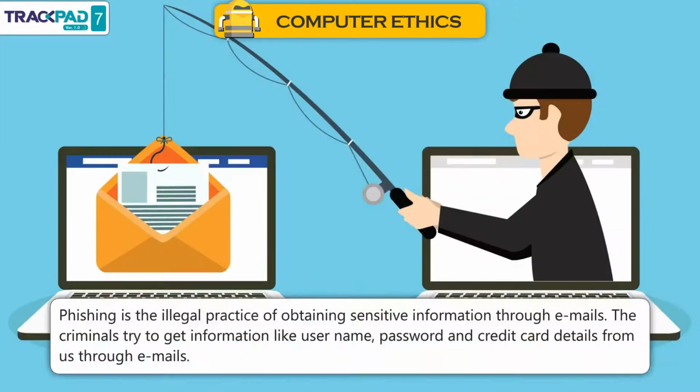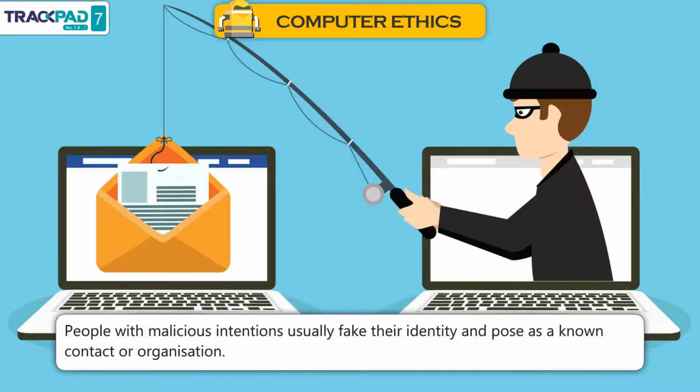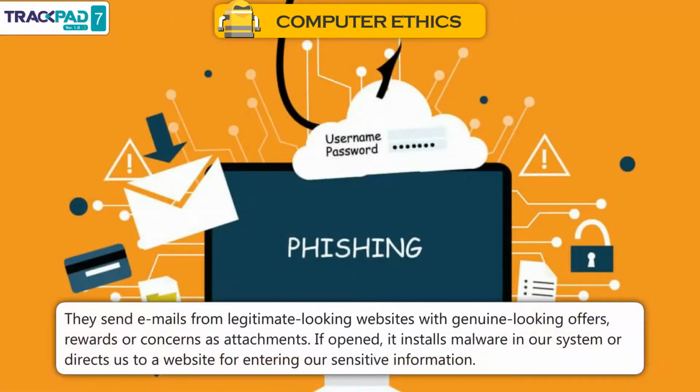Phishing. Phishing is the illegal practice of obtaining sensitive information through emails. The criminals try to get information like username, password, and credit card details from us through emails. People with malicious intentions usually fake their identity and pose as a known contact or organization. They send emails from legitimate-looking websites with genuine-looking offers, rewards, or concerns as attachments. If opened, it installs malware in our system or directs us to a website for entering our sensitive information.